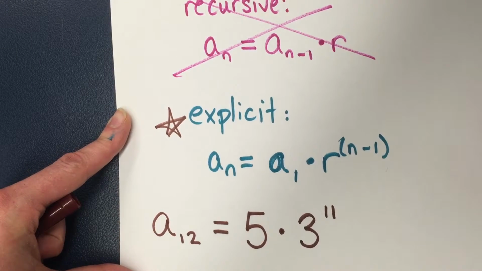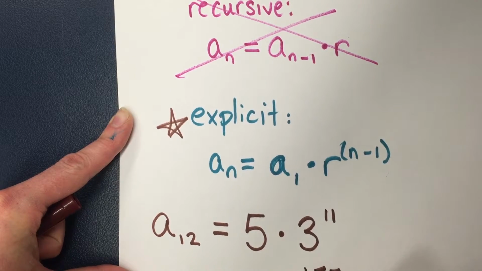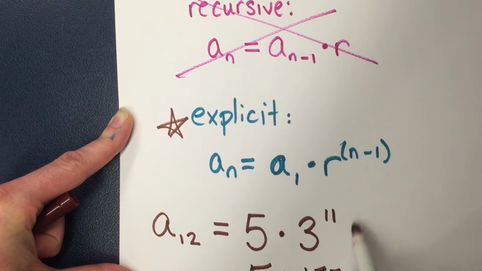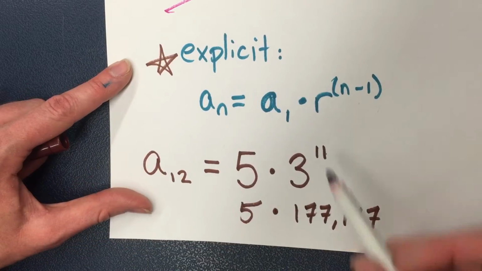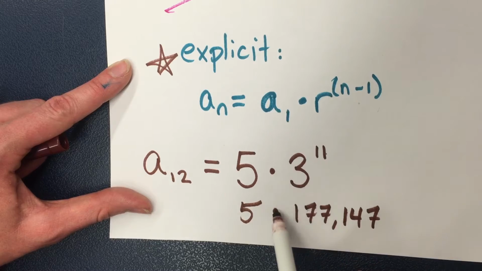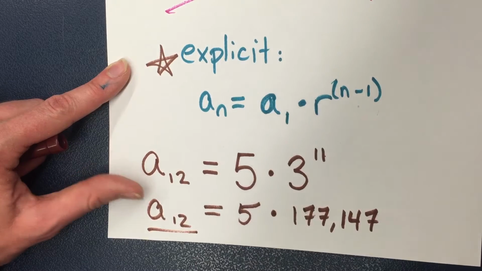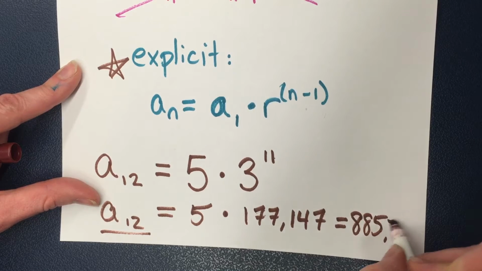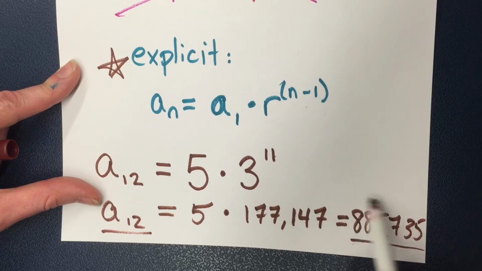So 3 to the 11th power, if you were to put that into your calculator, you would get 177,147, which is just such a fantastic number, times 5, because remember order of operations. This comes first, that's second. So 3 to the 11th is this awesome number, times 5 because of order of operations. And if we multiply that out, we should get our 12th number, which is 885,735. So the 12th term of this sequence would be this value here.